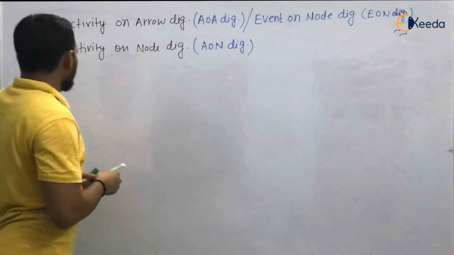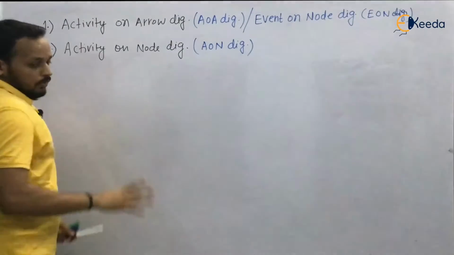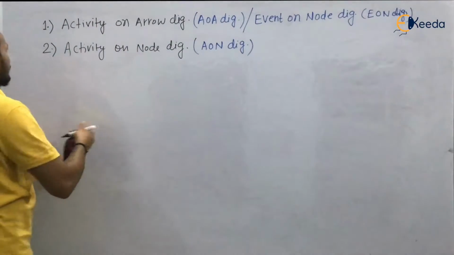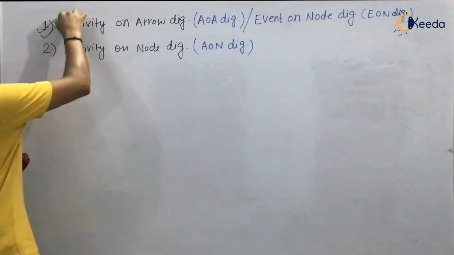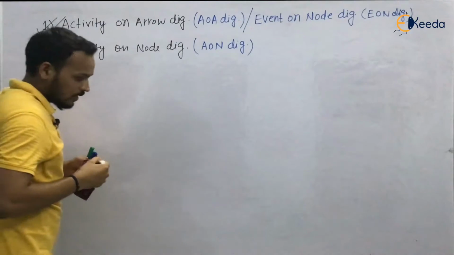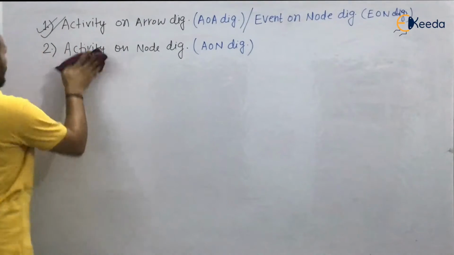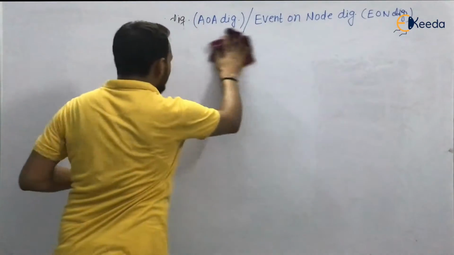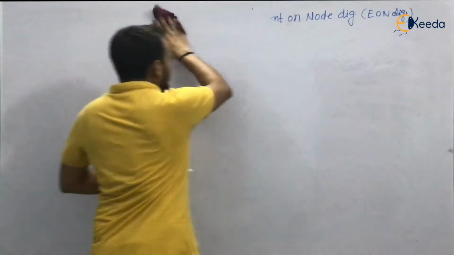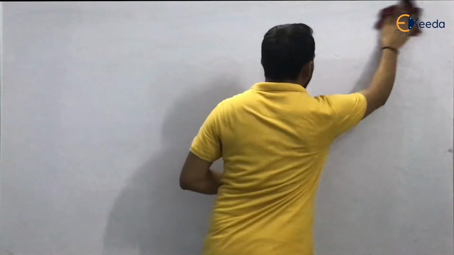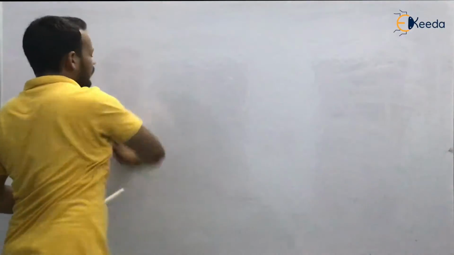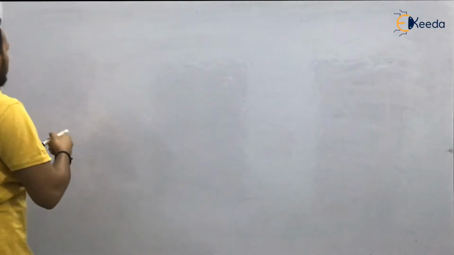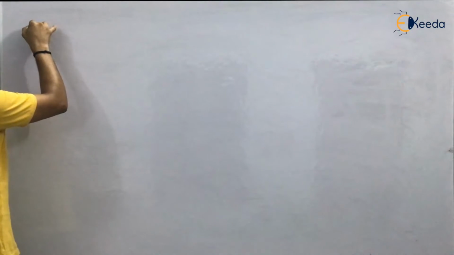Okay, so first we will discuss the activity on arrow diagram. I will explain these things by an example. So let me take the example. I am writing the first example.